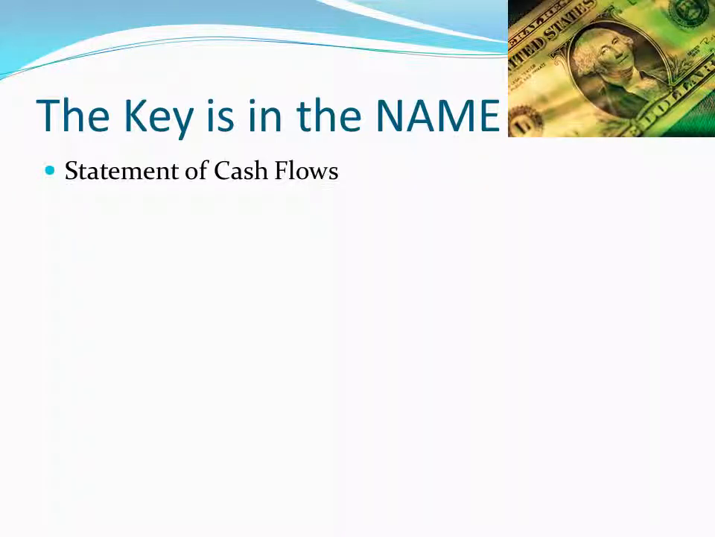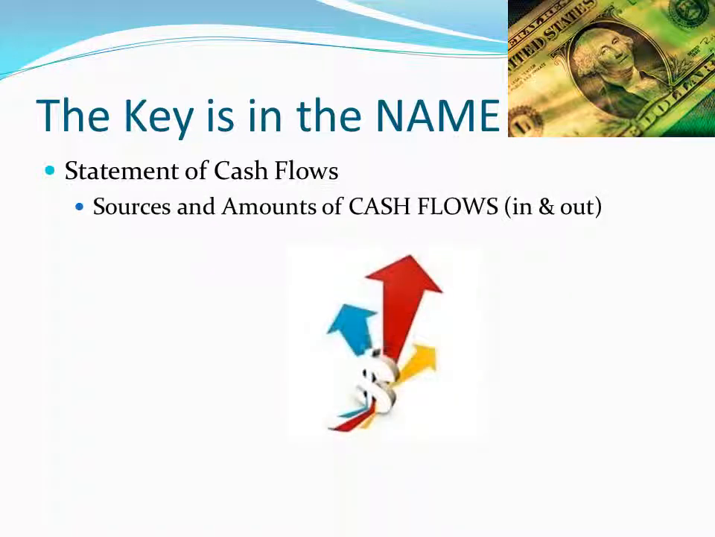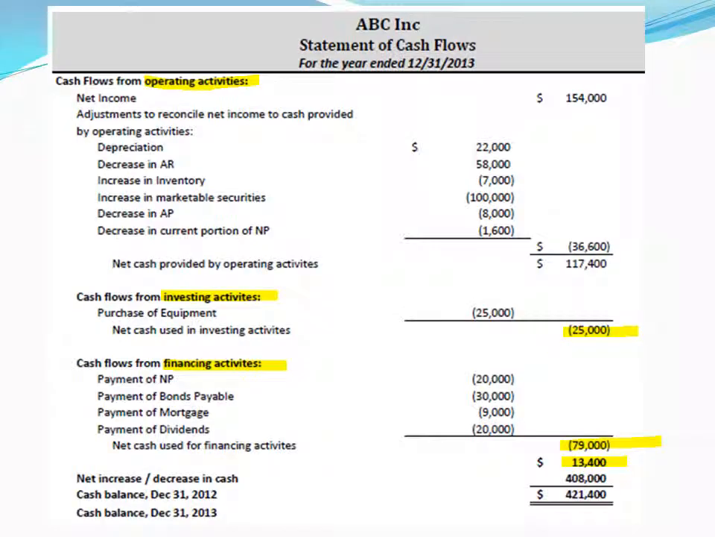Lastly, we're going to look at the statement of cash flows. And as you can guess, the key is in the name. It's about cash, and it's about how cash flows. How much came in and out, and what it came in from, and what it came out to. What are the reasons why cash changed? What was our starting cash position and ending cash position? And of course, this is also for a period of time. Here's an example of a statement of cash flows for a corporation.